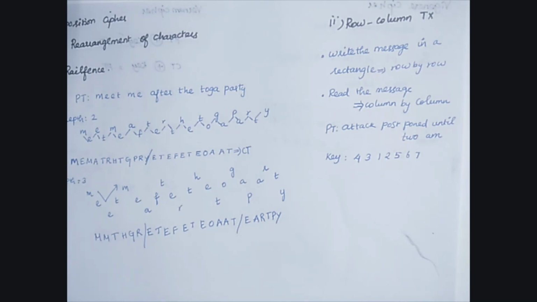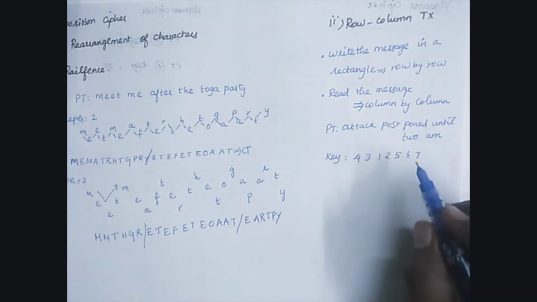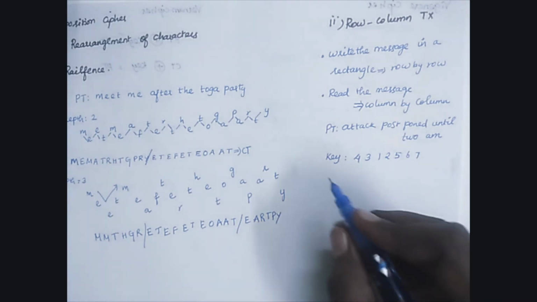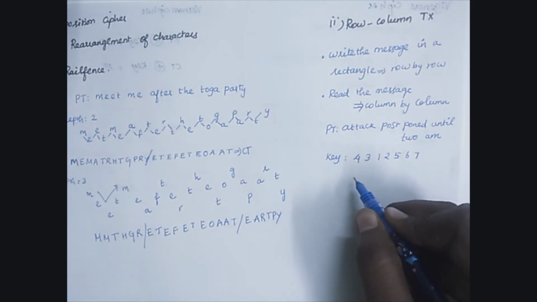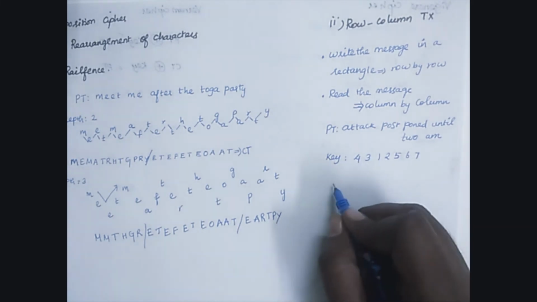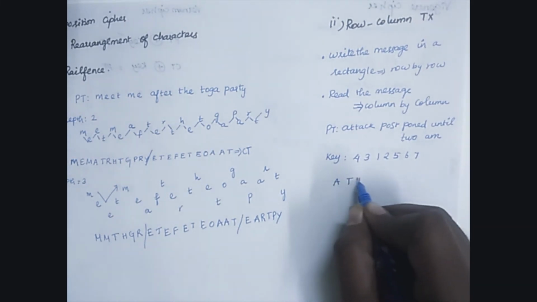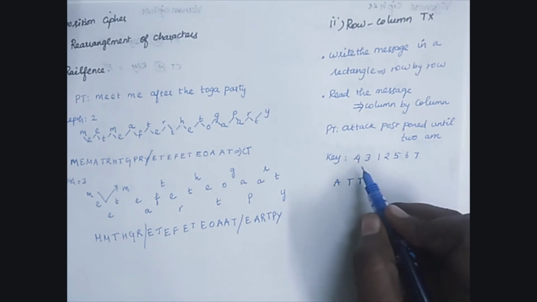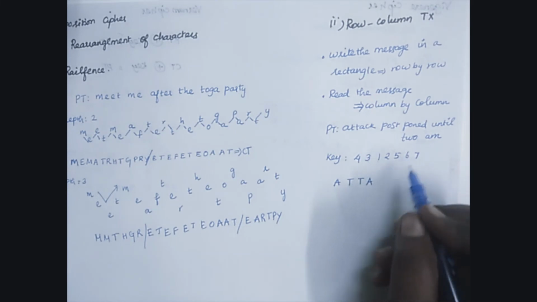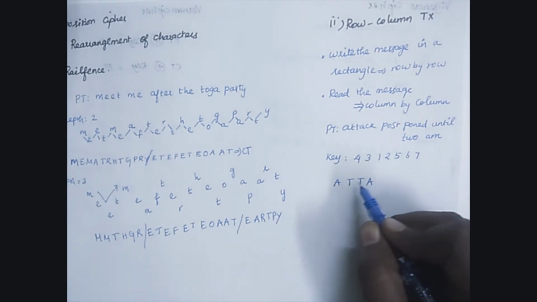Here we need to write the plaintext message in a rectangle, that is row by row. After that we need to read the message column by column. Let's see the example. Here the plaintext is attack postponed until 2 AM. This plaintext is written in row by row manner. Here the key size is 1, 2, 3, 4, 5, 6, 7.